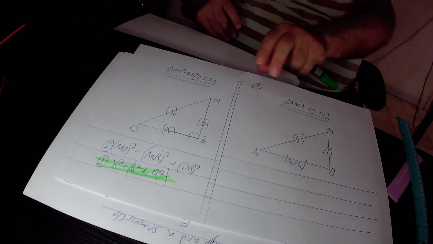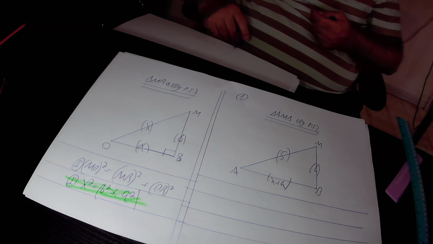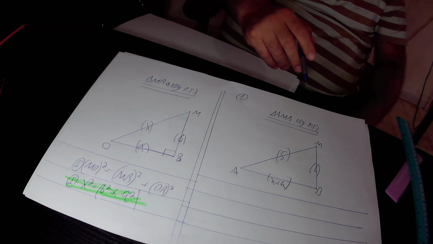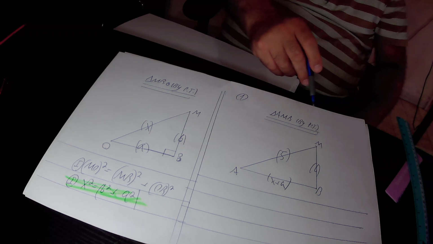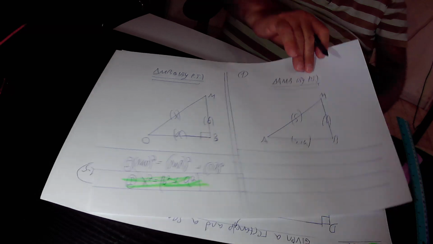Okay, this is the right triangle AMB from the original drawing. According to the Pythagoras theorem in this right triangle AMB, AM square, that is the square of the hypotenuse, equals MB square plus AB square. Again, AM square equals MB square plus AB square. So I'll write it down. This will be equation 2.